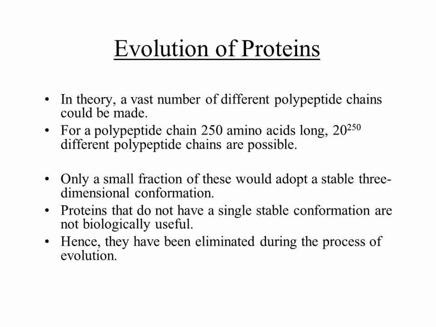Now proteins that don't have a single stable conformation are not biologically useful, because as I said, in biological function, shape is everything. If you don't have the right shape, you're out of business. In theory you can form lots of different proteins, but if they don't have a stable 3-dimensional shape, then they are useless. So nature has eliminated them. We don't see them around. By the process of evolution, those proteins are gone, the ones that don't have very precise shapes.